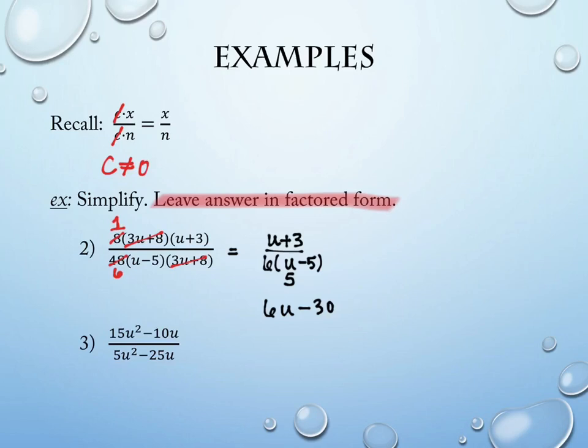If I write it as 6u minus 30, it's much more difficult to see what the value is that u can't be. Okay, now we're not asked to do this in this problem, but I'm trying to show you why leaving it in factored form is actually a more desirable answer choice, okay? So our answer would be u plus 3 over 6 times u minus 5.